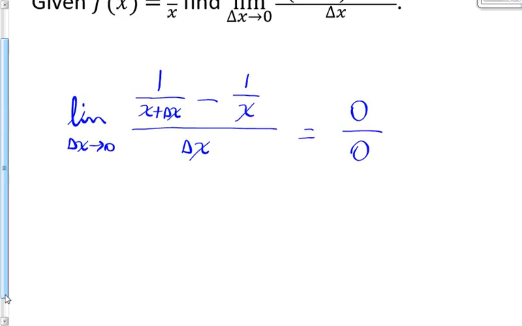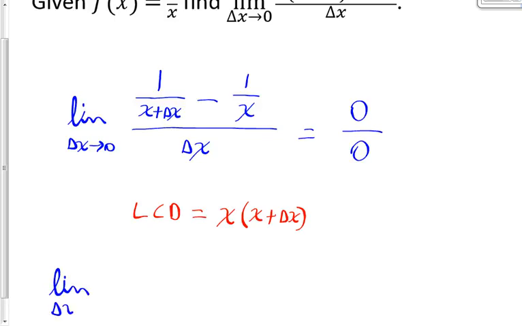In order to simplify the complex fraction, I need to find the least common denominator for those two fractions in the numerator. So I look at the denominator of this fraction, and it has a factor of x plus delta x. That factor has to be included in the common denominator. The other fraction has a factor of x. That factor also needs to be included in the common denominator, so that the common denominator is actually x times x plus delta x, which is just the product of those two denominators in the numerator of that complex fraction.